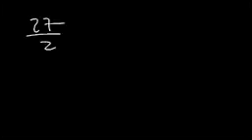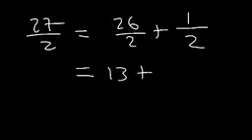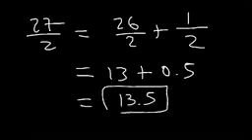If you want to convert 27 over 2 into a decimal, you can break it down to 26 over 2 plus 1 over 2, since 26 plus 1 is 27. 26 divided by 2 is 13. And 1/2 is basically 0.5. So 27 over 2 is 13.5 as a decimal.